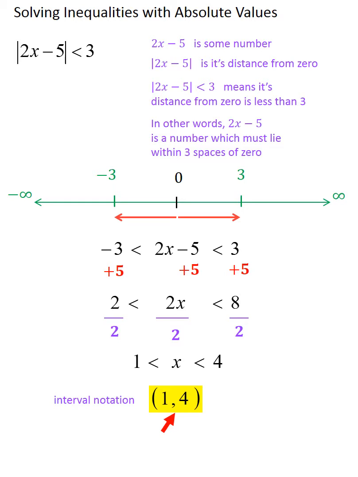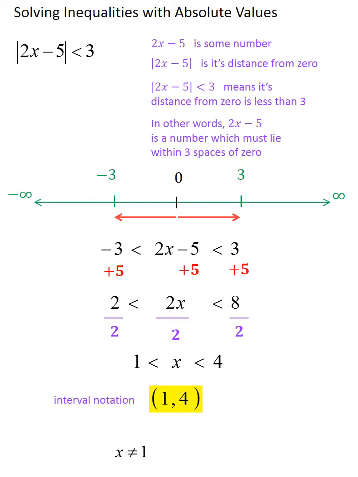You also may recall from other videos or courses that these parentheses are the interval notation symbol for exclusion. By putting parentheses there, I'm stating that x can be any number 1 through 4, but not 1 and not 4.